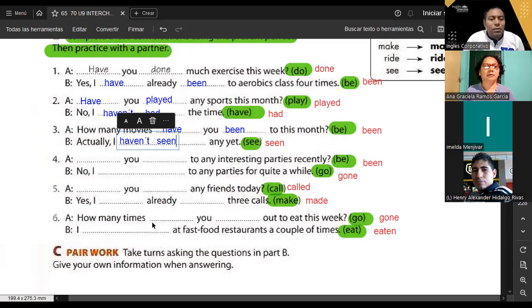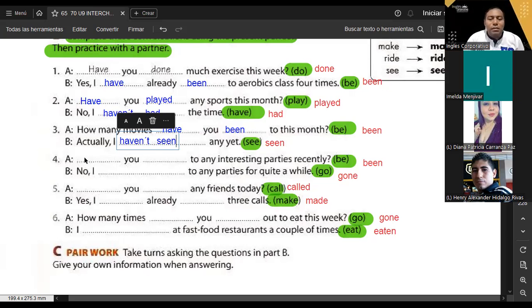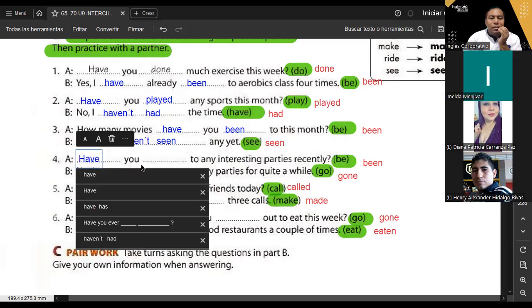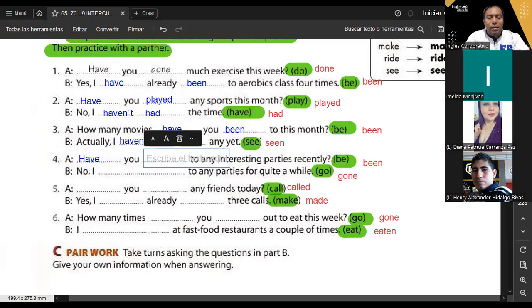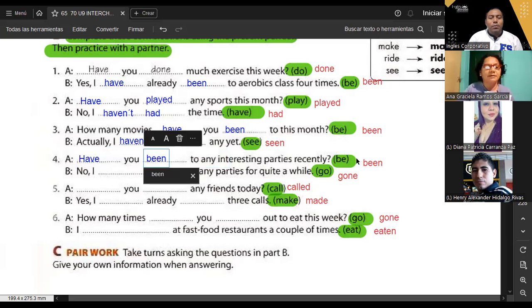Okay, so the next one, have you been? Sorry. Have you been? Yes, right. Hi, Ana Ramos. Hello. Creo que por error le omití el have. Good evening, teacher. How are you? Everything good? Fine. Okay, excellent. Have you been to any interesting parties recently?